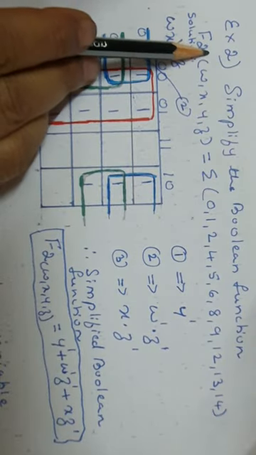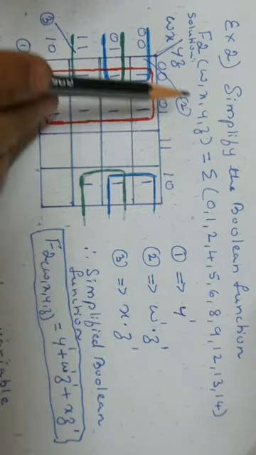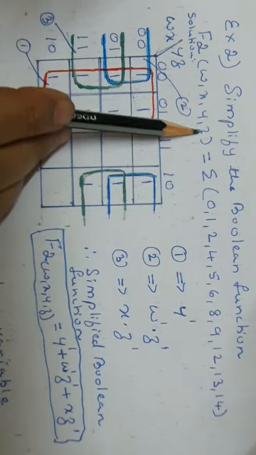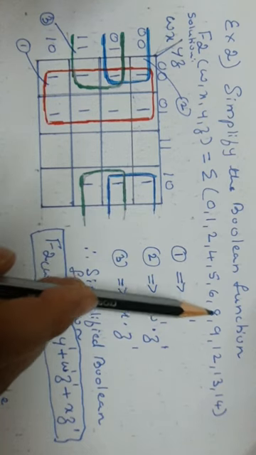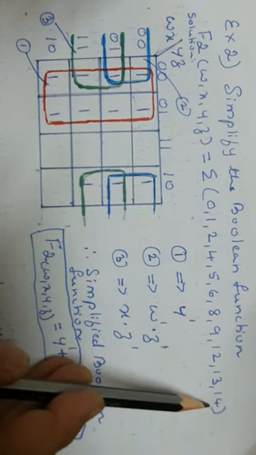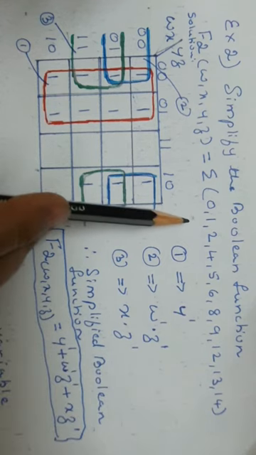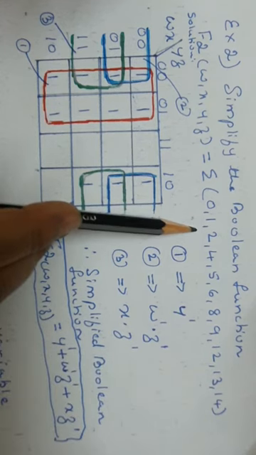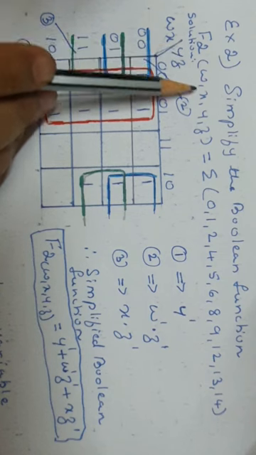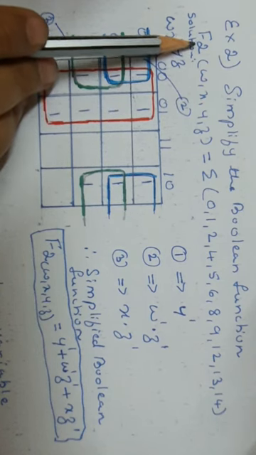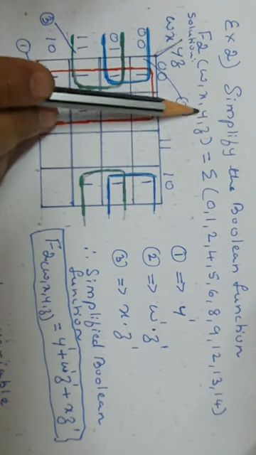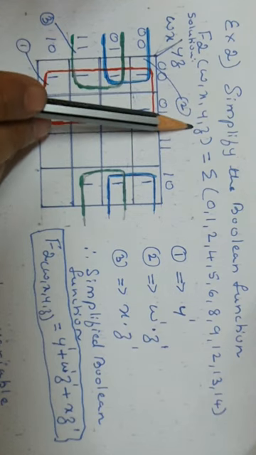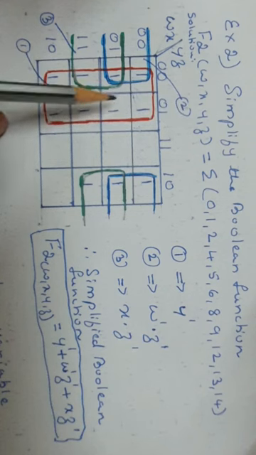Next, let us solve example 2. Simplify the Boolean function f2 of wxyz equal to sigma of 0, 1, 2, 4, 5, 6, 8, 9, 12, 13, 14. So this one we have to simplify using K-map. So solution. In this expression, the output is f2 and it is given. The input variables are w, x, y, z. Means it's a 4 variable expression. We'll have to draw 2 raised to 4, that is equal to 16 squares.